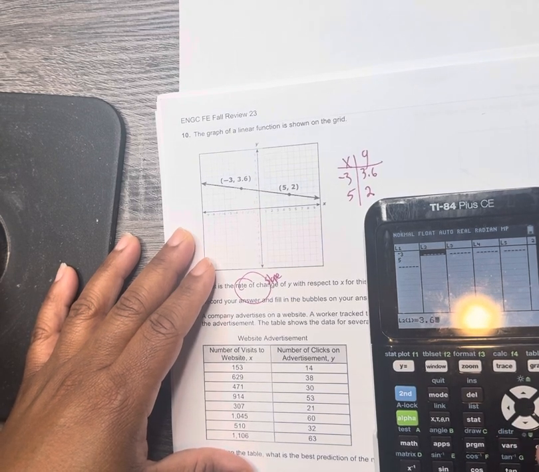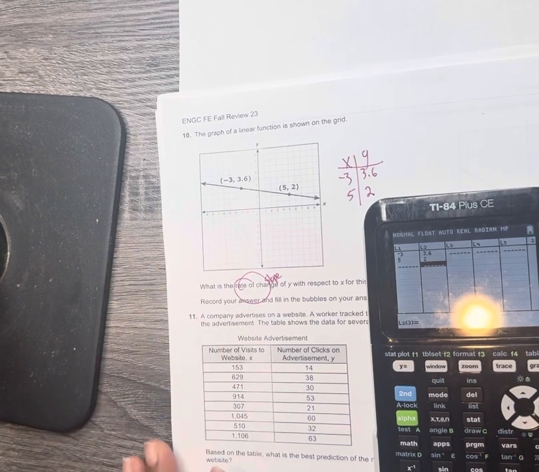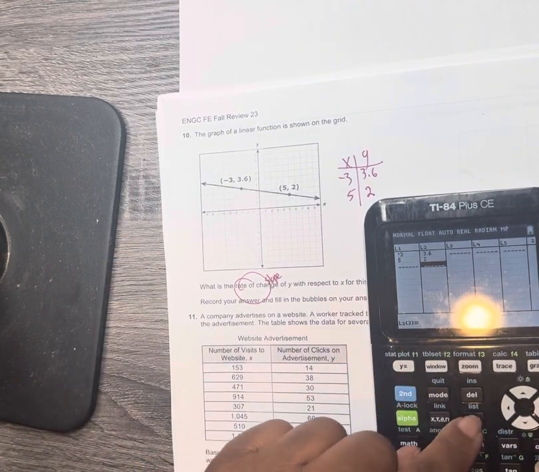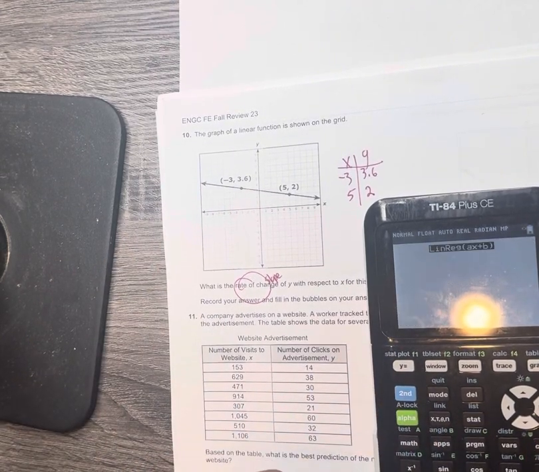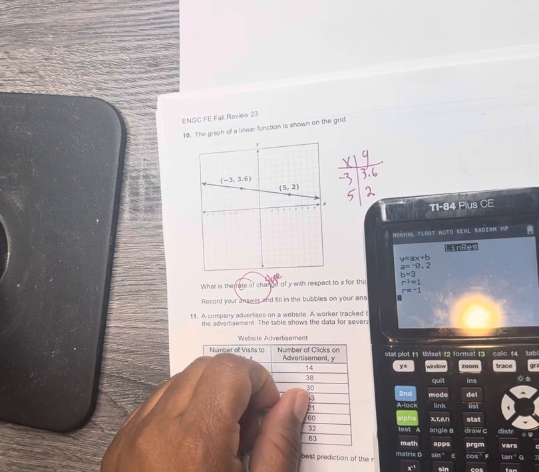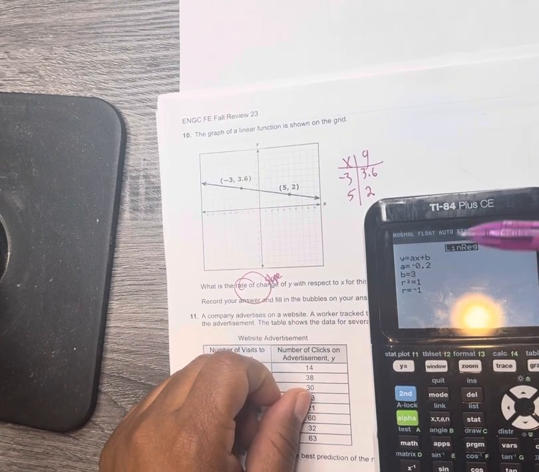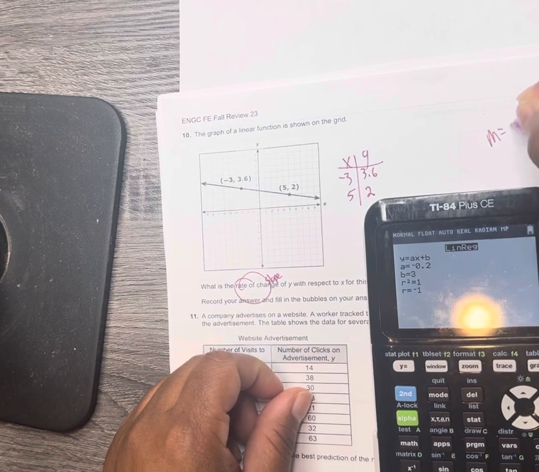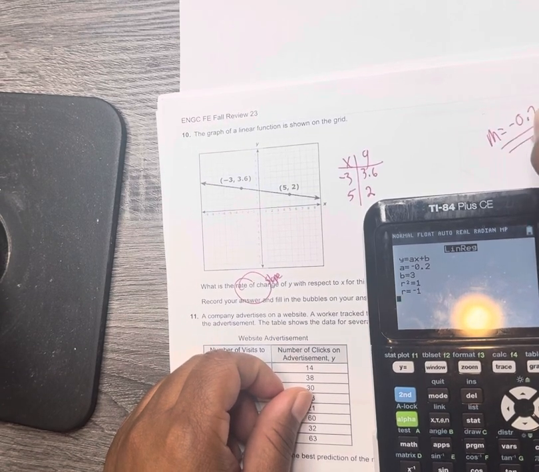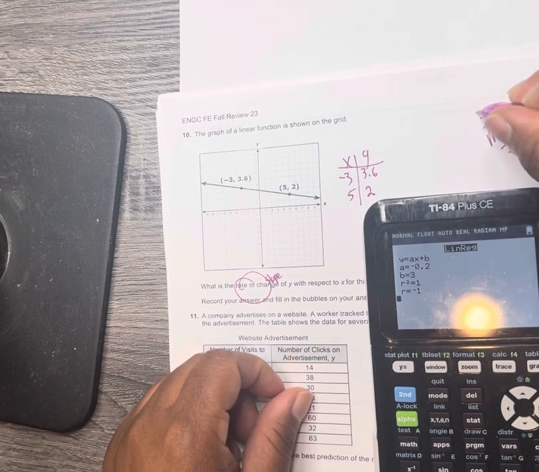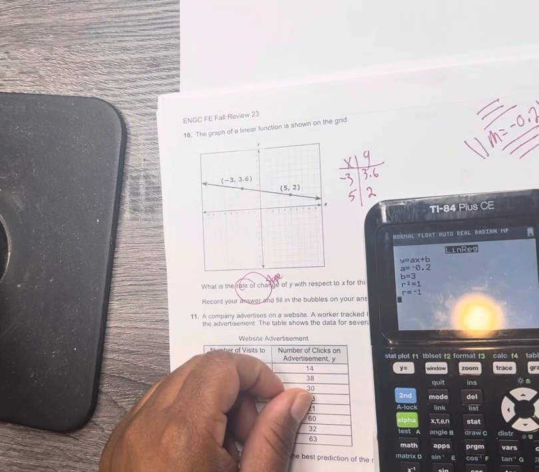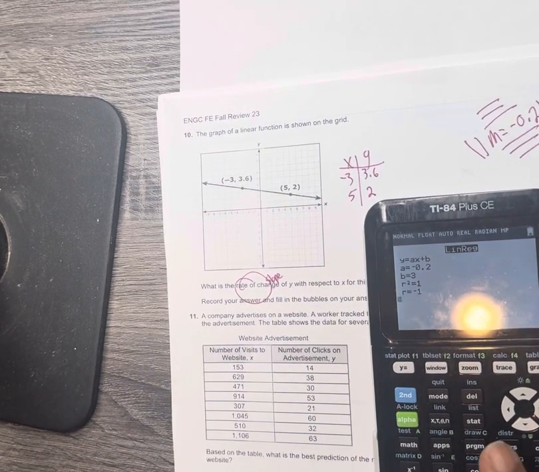And what we're going to do here is press stat, calc, 4. And remember, A represents the slope. So here, slope equals negative 0.2. And then we're done with the problem. So we use the calculator to help us find the slope here.